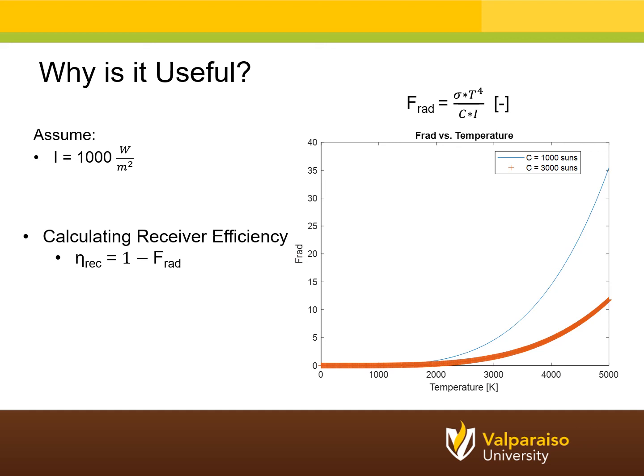In this plot, I assumed that the direct normal irradiance I was equal to 1,000 watts per meter squared, and I plotted Frad versus temperature for a concentration ratio of 1,000 suns and 3,000 suns. As seen in the figure, as the temperature increases, Frad also increases in an exponential fashion. As the concentration ratio goes up, the curve will slowly start to fall underneath each curve as the concentration ratio is increased.